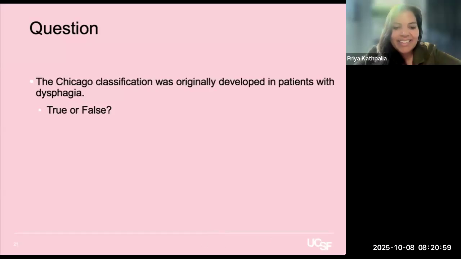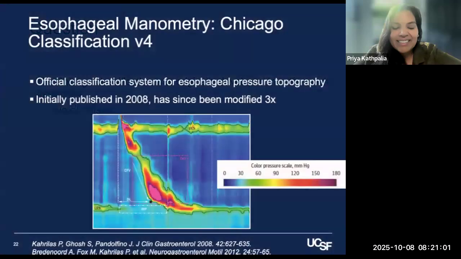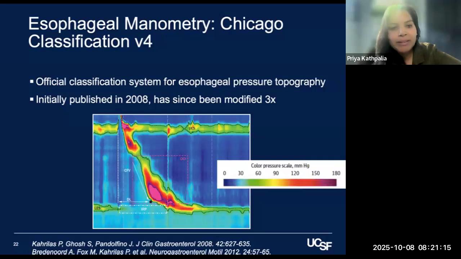Okay, it's actually false. So just a piece of trivia. It was actually developed in healthy volunteers at Northwestern, many of them who were medical students. So the first official classification system, I should say that probably wouldn't happen in this day and age, but it was first developed in 2008, and then it was revised in 2012, and most recently in 2020. So high resolution esophageal manometry is now the new worldwide standard for the clinical evaluation of motility disorders. And I think it's really revolutionized this field.